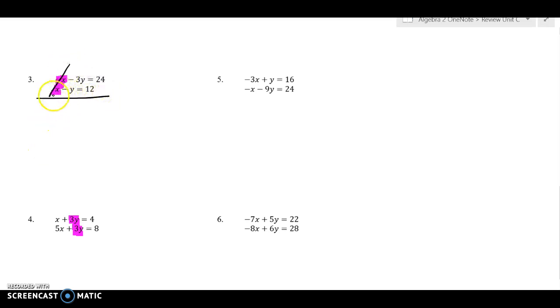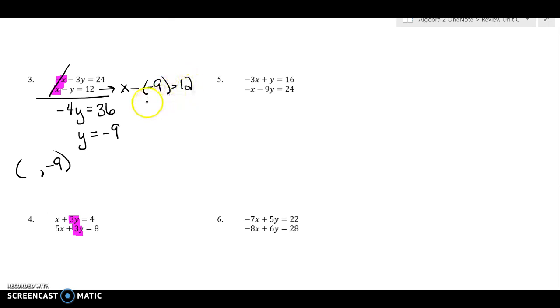Okay, so hopefully you crossed that off. A -3 and a -1 is a -4. 24 and 12 is 36. So y is -9. That's my second number in my ordered pair. Now I'm going to plug this in anywhere. I don't want to have to deal with that -x, so I'm going to plug it in here. So x minus -9 is 12. So x plus 9 is 12. So x is 3.